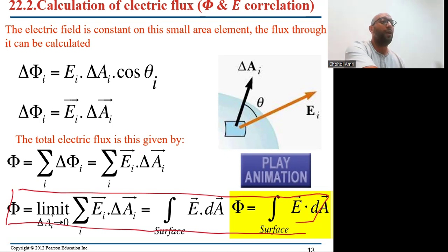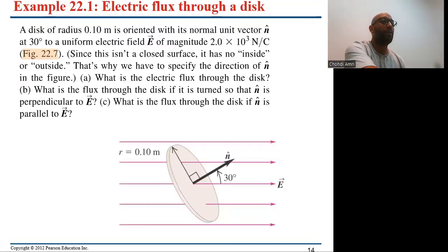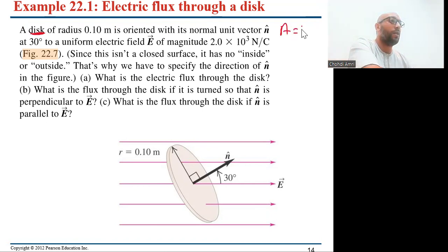For irregular shape and non-uniform electric field, we take an example. A disk with a radius of 0.1 meter is oriented with its normal unit vector n at 30 degrees to the uniform electric field. At first, we have regular or irregular shape. We have regular, a disk. What is the surface area of the disk? It's pi r squared. Good.